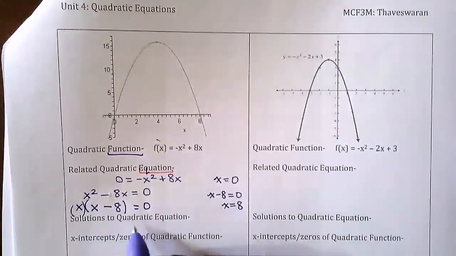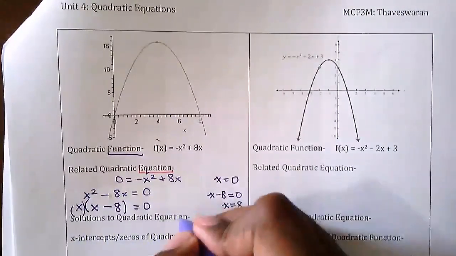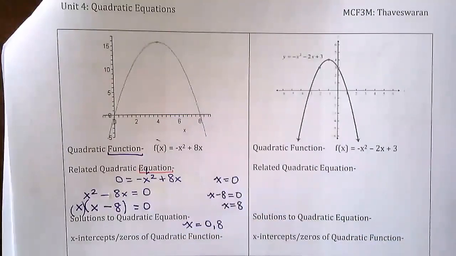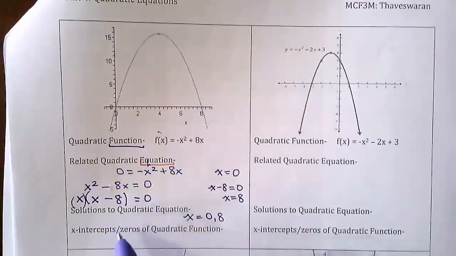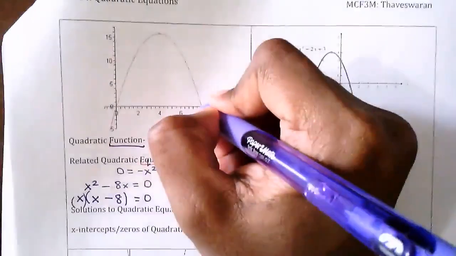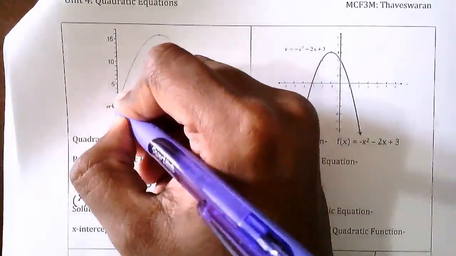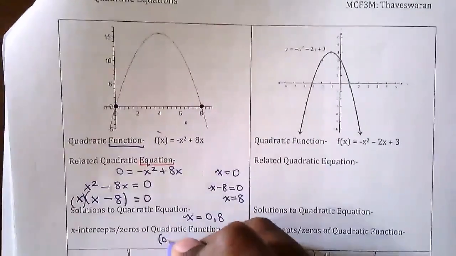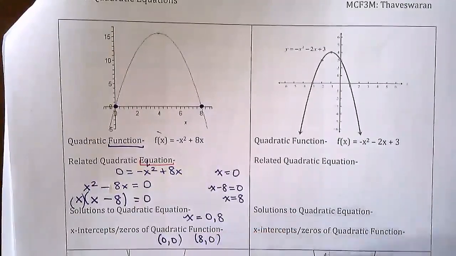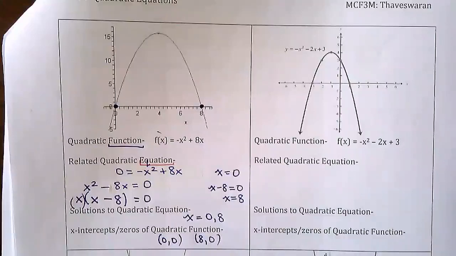So here we can write the solutions to our quadratic equation. So x is equal to 0 as well as 8. And now we're going to compare these to the x-intercepts, or the zeros, of the quadratic function. If I go back to my quadratic function, it has two x-intercepts, here and here. So the first one occurs at 0, 0, and the second one occurs at 8, 0. So what pattern do you notice here?